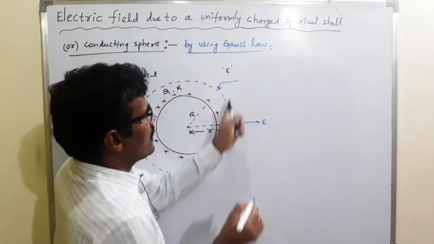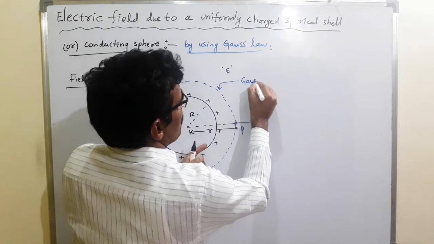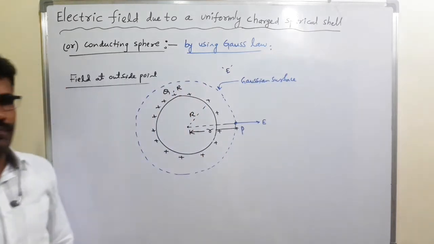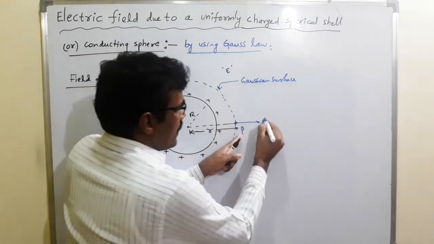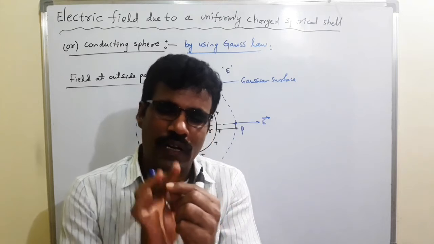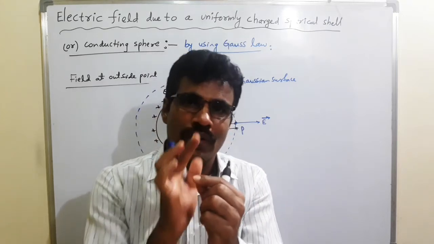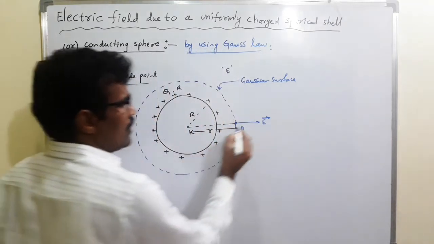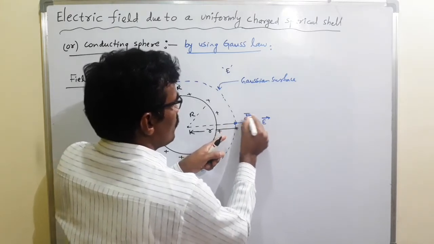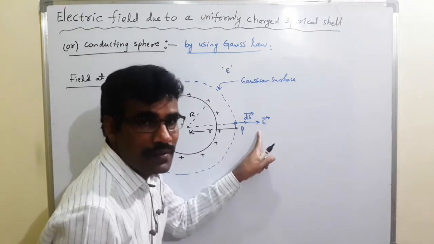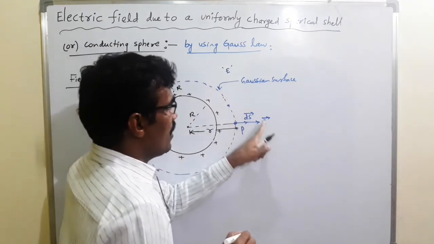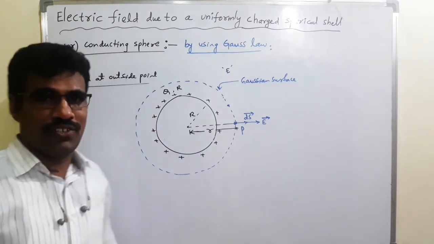What is the shape of the Gaussian surface? It is spherical. So E bar is radially outward, normal to the surface. What is the area direction? Normal direction only, outward. E bar and dS bar have the same direction at this point, at that point, and at every point.